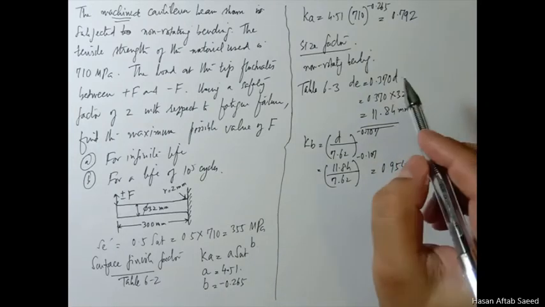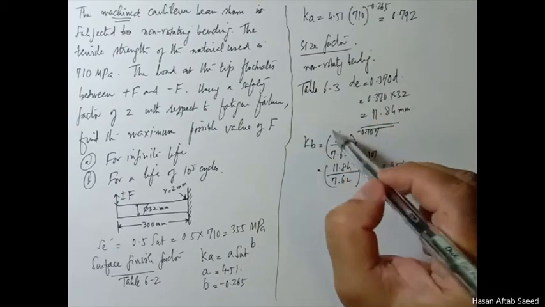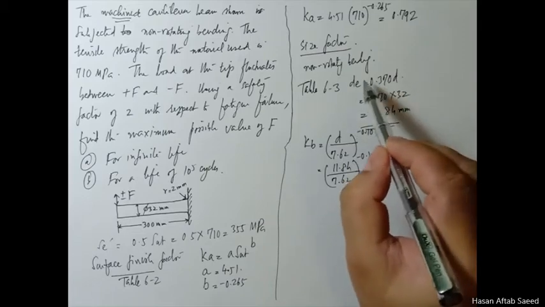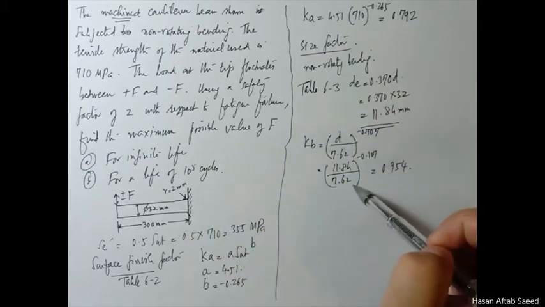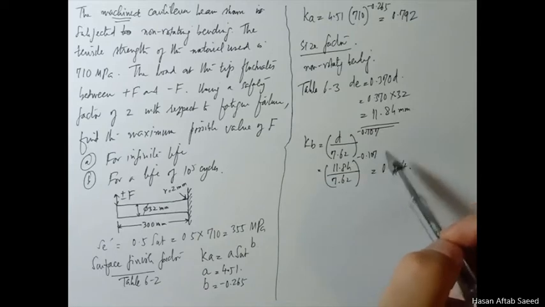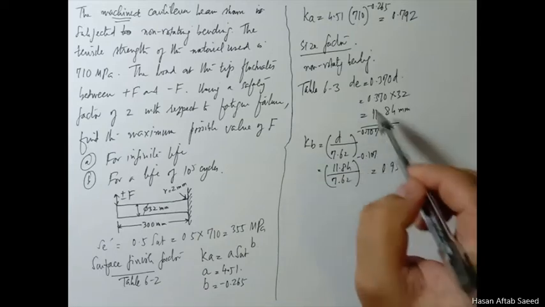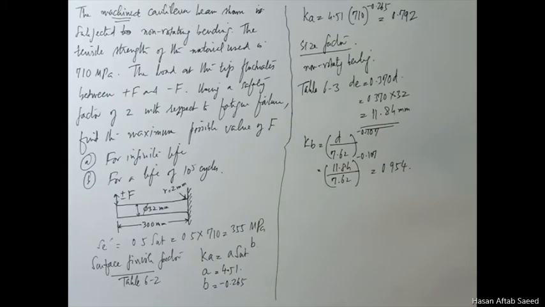It's important to find this. On many occasions one forgets to find this equivalent diameter. If you use the 32 diameter directly here, it will be misleading, it will be wrong. So this step is important for non-rotating types of situations. So this is your size factor kb.